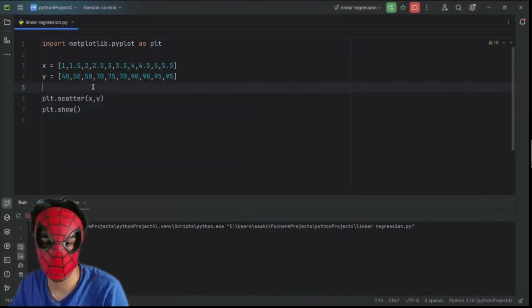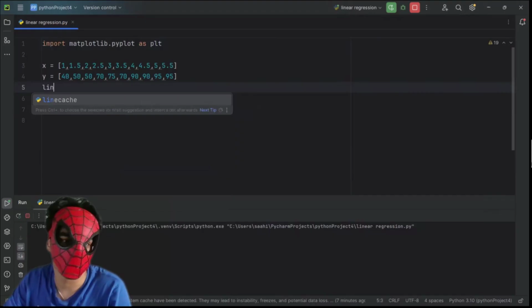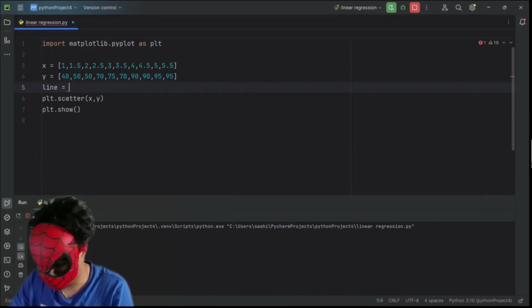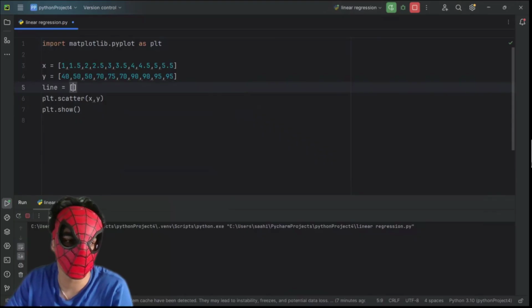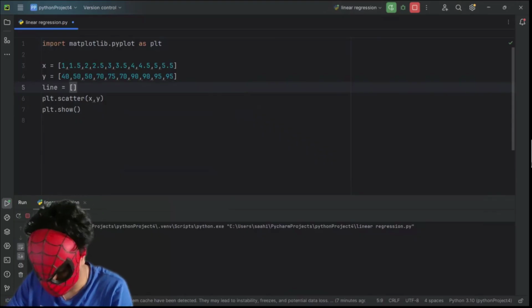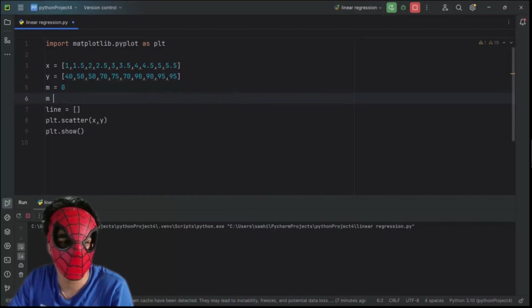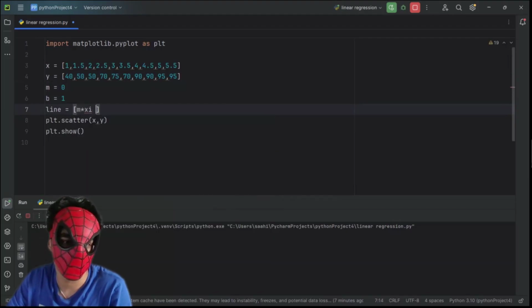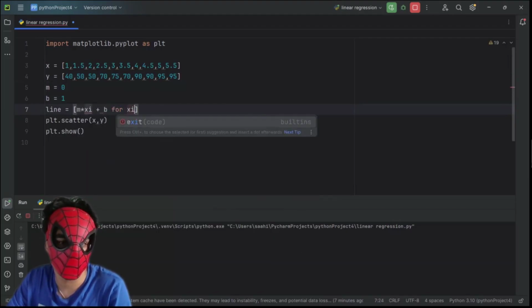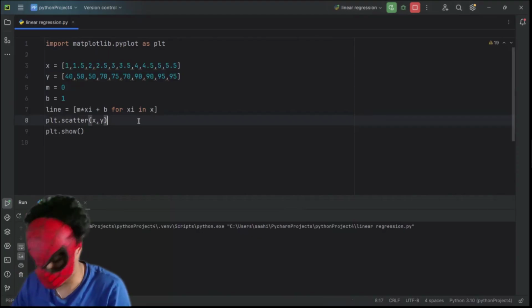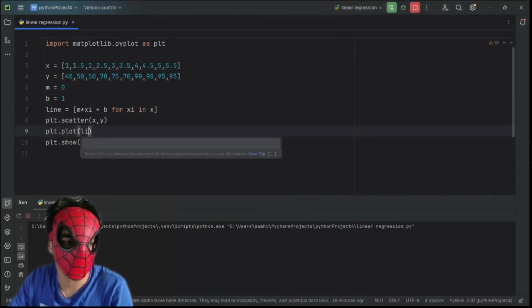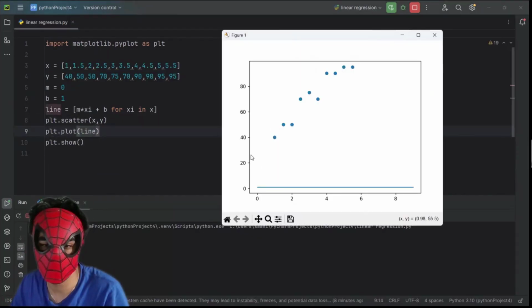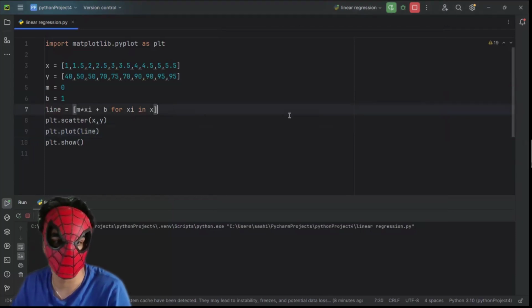Now let's make a random line and then train this line. So line is equal to, I'm just going to use a list comprehension to create the points on the line. Let's do a slope of 0 and a y-intercept of 1. We know that mx plus b is the slope formula, so m times xi plus b for xi in x. I'll plot this line. This is our data, and this is our line. Let's train this line now using linear regression.